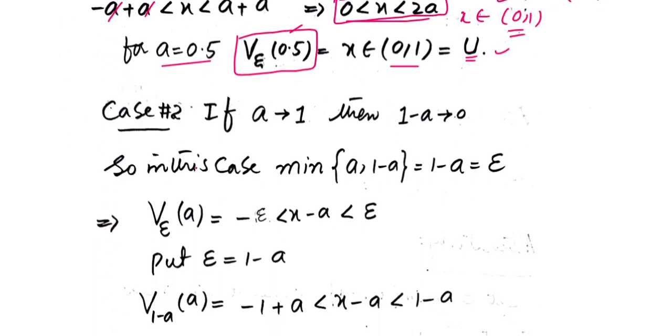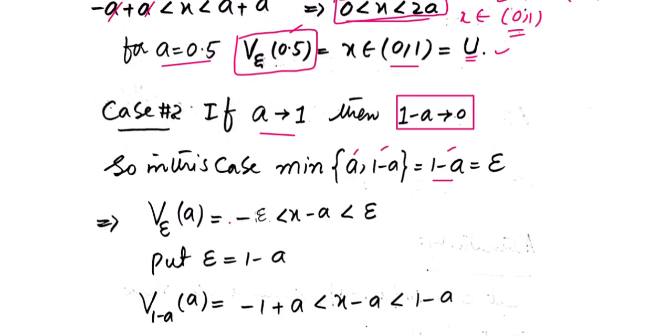Second case, if a approaches 1, then 1 minus a approaches 0. So in this case, the minimum of a and 1 minus a is clearly 1 minus a. As a approaches 1, 1 minus a approaches 0. So the minimum of the two is 1 minus a. So take epsilon equal to 1 minus a, because epsilon is the minimum of these two.